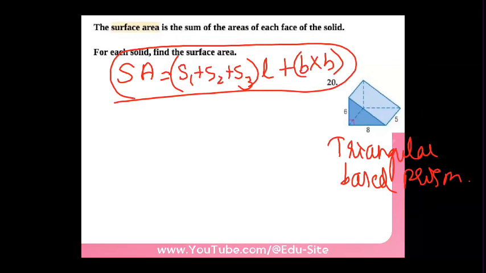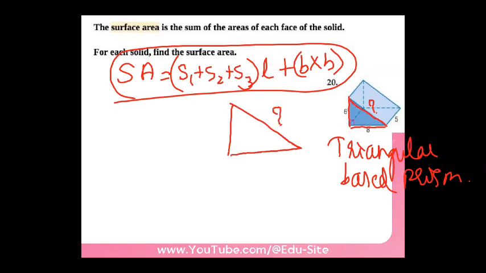Are all the three sides available? The length and the width are available, and the base is also available. Side 1 is available, side 2 is available. Where is side 3? This is side 1, this is side 2, this is side 3, right? Side 3 is not given. It's easy to find. How will you find? Already given it is 90 degree. Pythagoras theorem again.